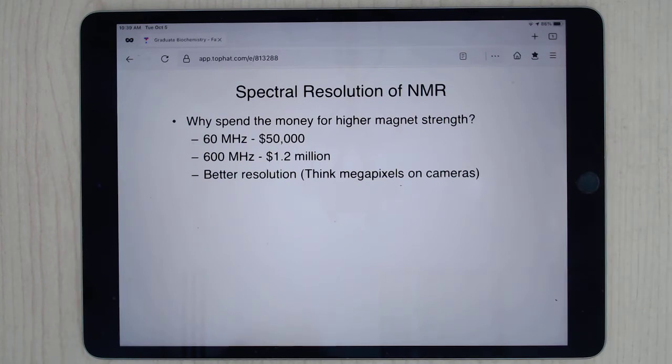The one we bought a few years ago, a 400 megahertz machine, was about $350,000. If you start going up even higher field strengths to 600, you're talking about well over $1 million. And now we're getting to the point where I think the highest field strengths are 1100 megahertz, something like that, and those would be tens of millions of dollars. So why do you need that?